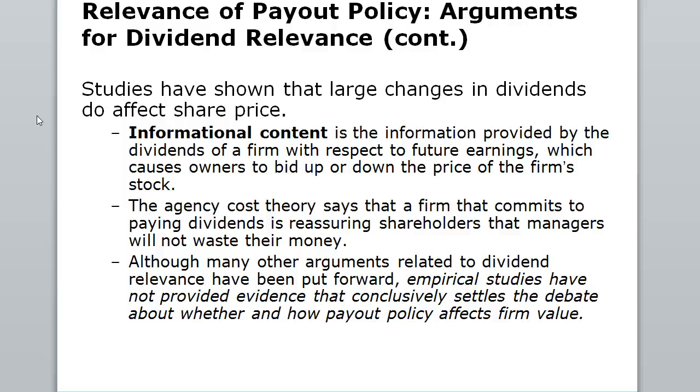So the agency cost theory says that a firm that commits to paying dividends is reassuring shareholders that managers will not waste their money because they're committed to this and they feel confident that this is going to happen.